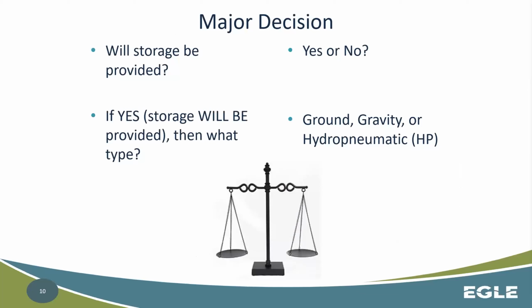So and then making that decision, right? You can have multiple options, but what are you looking to do at the end of the day? Are you providing storage? I would say for most systems, they need some form of storage, but is it a large amount? Is it a small amount? Can they get away with hydropneumatics? It's all probably dependent on what your system capacity is. Okay, so if you are putting in large storage, is it going to be ground? Is it going to be gravity? Is it going to be hydropneumatic? Again, you have lots of different options, even between those three general concepts of what a storage tank is.